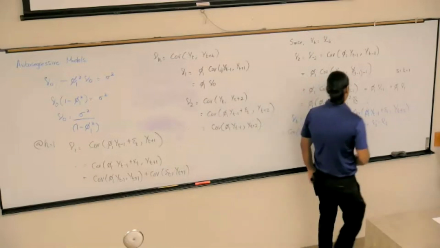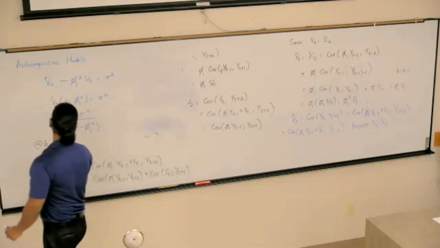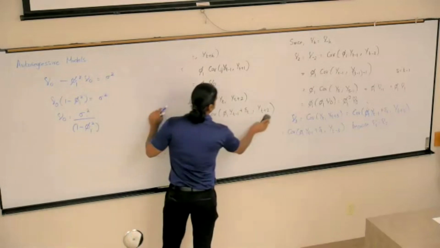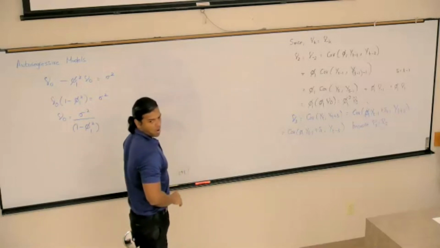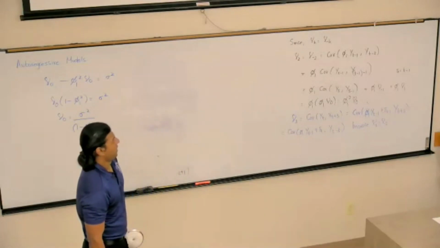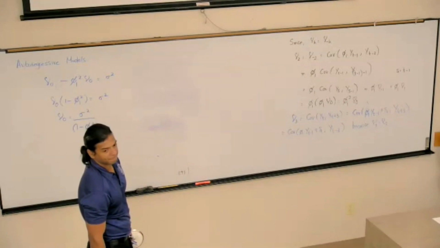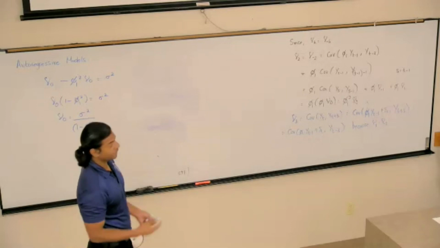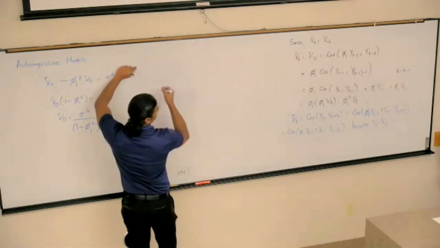Out of curiosity, could we also instead change the phi 1 yt minus 1 to phi 1 yt plus 1? Yeah, you can, but that wouldn't help us go any further. Yeah, okay, I'm just curious.